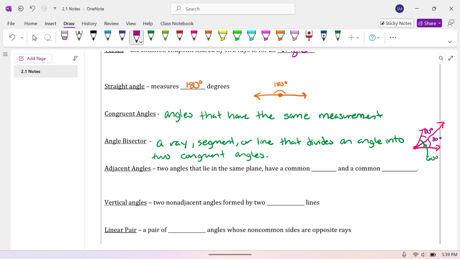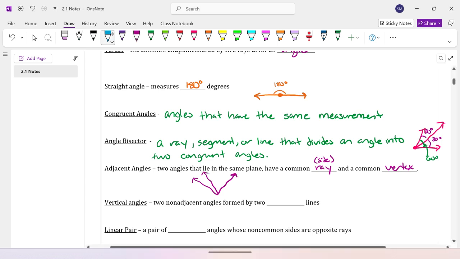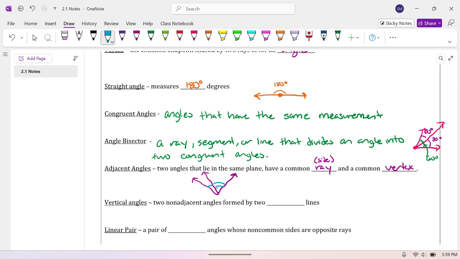Adjacent angles are two angles that lie in the same plane that have a common ray and a common vertex. A lot of times we call that ray the common side. So if we have adjacent angles, it looks something like this. So this angle is adjacent to this angle. Now the reason I use two dashes here versus one is to show that they are not congruent. Now, could some adjacent angles be congruent? Yes. Is that always the case? No.